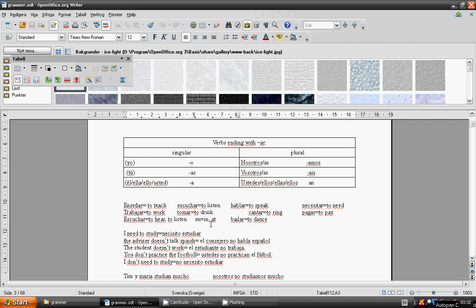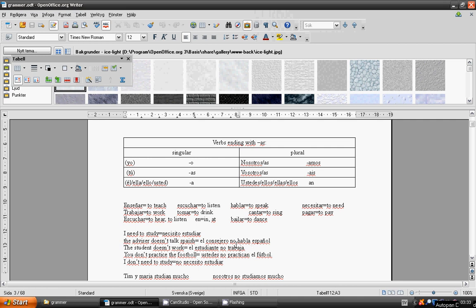I need to study. Necesito estudiar. I need, it is the first singular pronoun, and it is necesitar, and AR changes to O. Necesito estudiar. The advisor doesn't talk Spanish. El consejero no habla español. The advisor, it is he or she, doesn't talk. Then it is the third singular. AR changes to A. Talk is habla, hablar. So A changes to A.